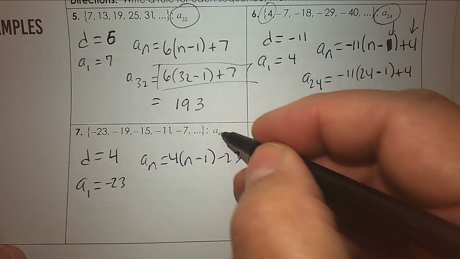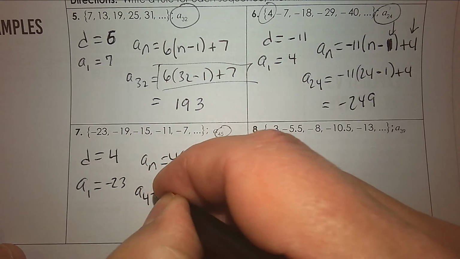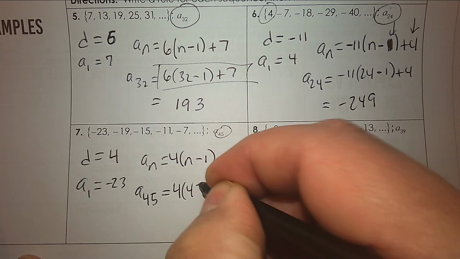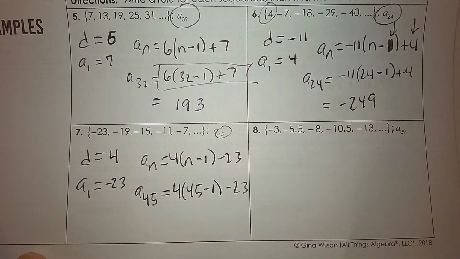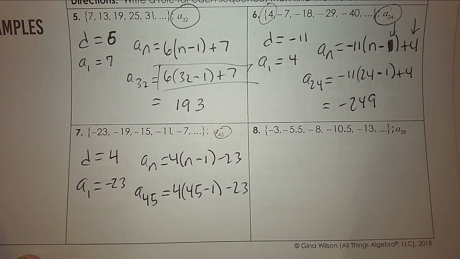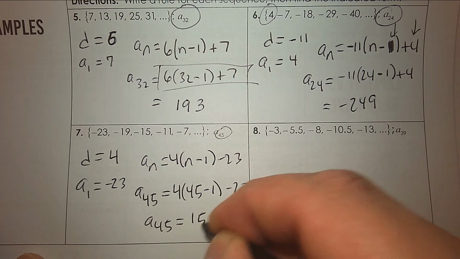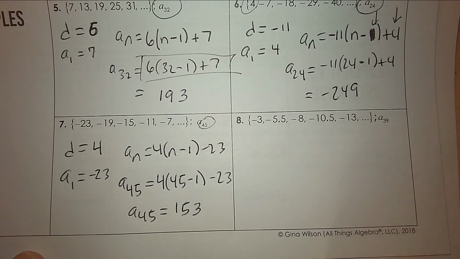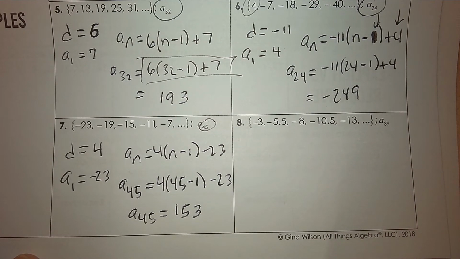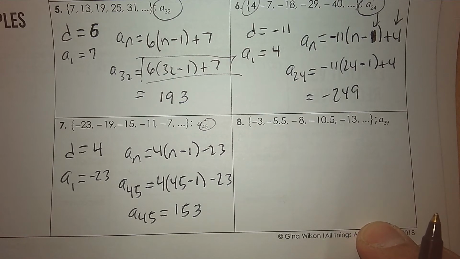Then you're asked for the 45th term. So you have an explicit rule where you can just plug in whatever term you're looking for. You're allowed to use your calculator. Use Desmos or your TI calculator. And the 45th term is 153. Number 8. I like hearing that, Michael.